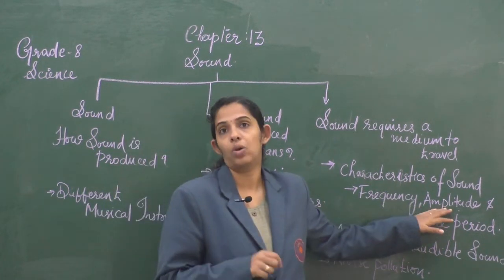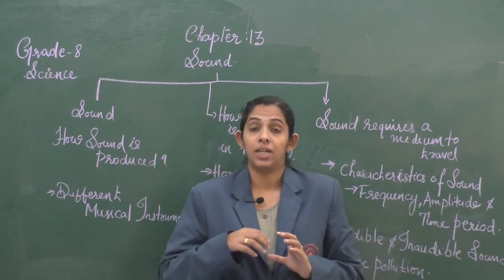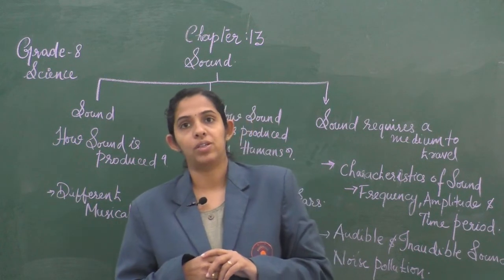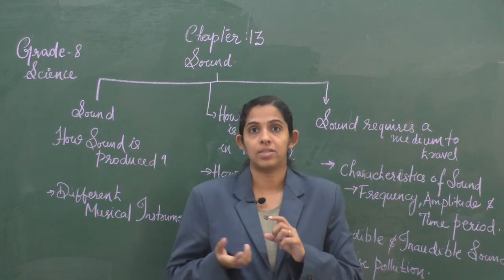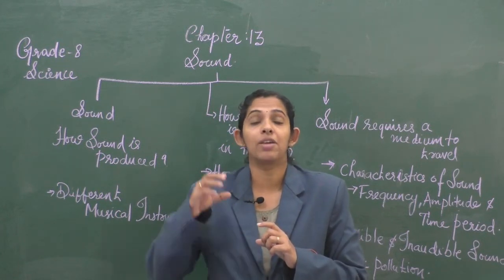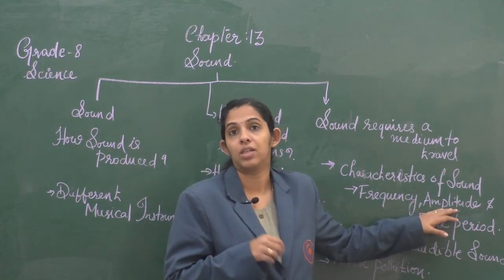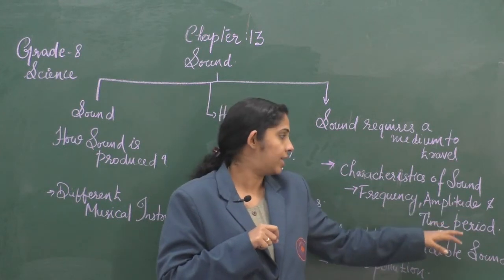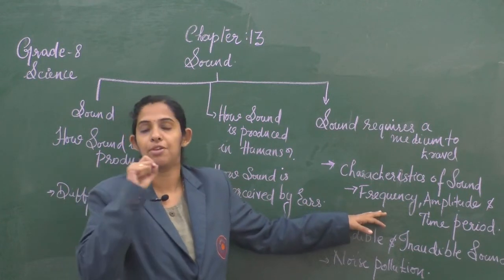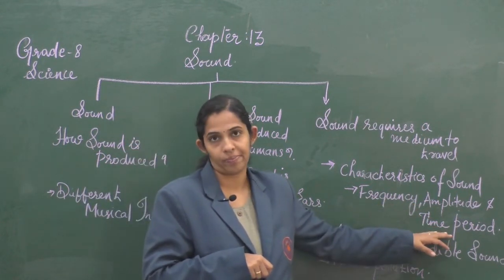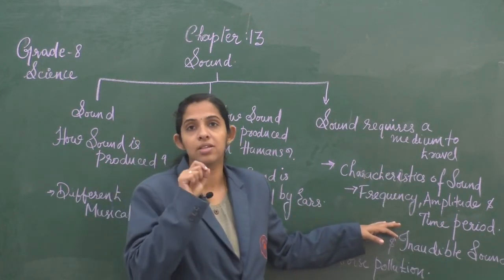And the loudness of the sound is measured by its amplitude. The loudness of the sound is directly proportional to the square of the amplitude. That means if the amplitude is increased by 2, the loudness will change by a factor of 4, and the loudness of the sound is measured in a unit called decibels. Next is time period. Time period is the reciprocal of frequency, or 1 by f we will say, and the unit is seconds. The sound wave can travel in all directions from its source.